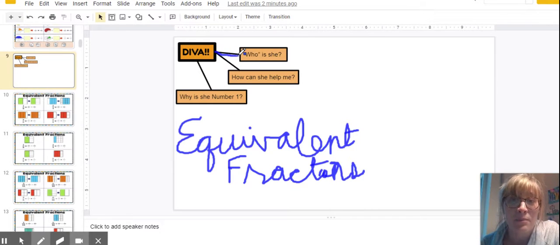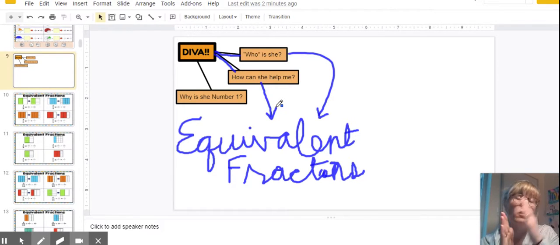So who is Diva? Well, Diva is a tool, like I said, that can help you with finding equivalent fractions. Check. That's going to be awesome. Diva, how can she help me? Again, she can help you with finding equivalent fractions, either making fractions bigger or making fractions smaller. And finally, this is an interesting one: why is she number one? Well, Diva is fabulous, right? She is the best. She is number one.